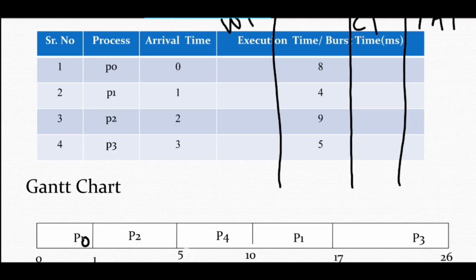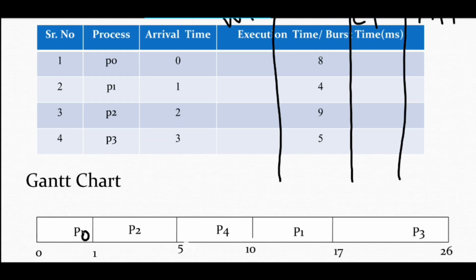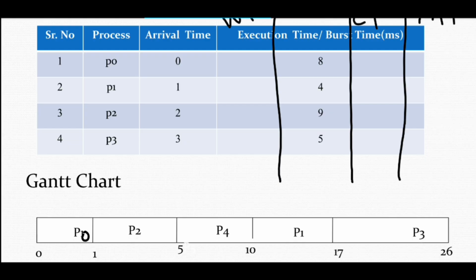Okay, and this is the execution time. What is 8? After just 1 second, he executed for 1 second. Then the remaining execution time is 7 seconds. Okay, then after 1 second, what happened? P1 came and P1 has an execution time 4. So P1 participated, again for 1 second. Then in 2 seconds P2 came, but P2 has execution time 9. Then after 1 second P3 came, which has execution time 5.